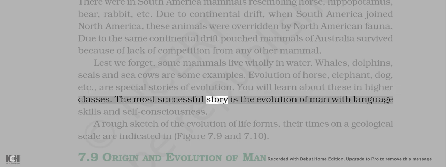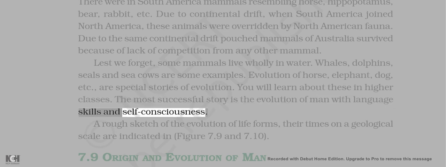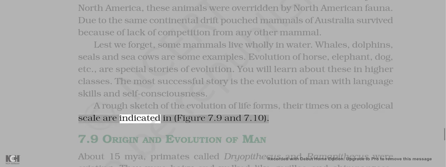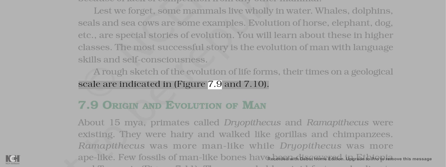The most successful story is the evolution of man with language skills and self-consciousness. A rough sketch of the evolution of life forms, their times on a geological scale are indicated in Figure 7.9 and 7.10. 7.9 Origin and evolution of man.